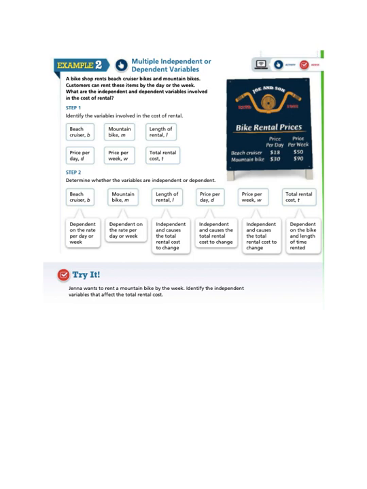Let's try another one on our own. Jenna wants to rent a mountain bike by the week. Identify the variables that affect the total rental cost. So in this case, our bikes are going to be independent. How come? Because we know she wants to rent the mountain bike for a week. Therefore, this will be independent. Now, the dependent variable will be the total price of the rental.